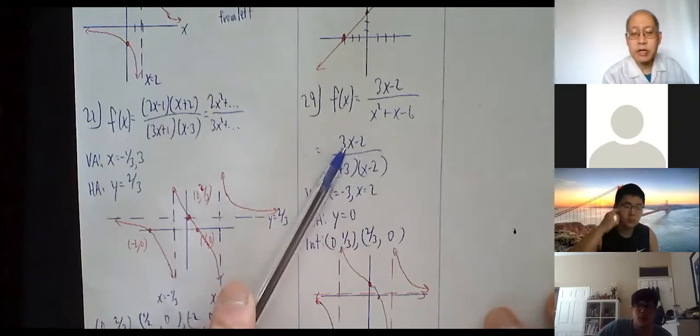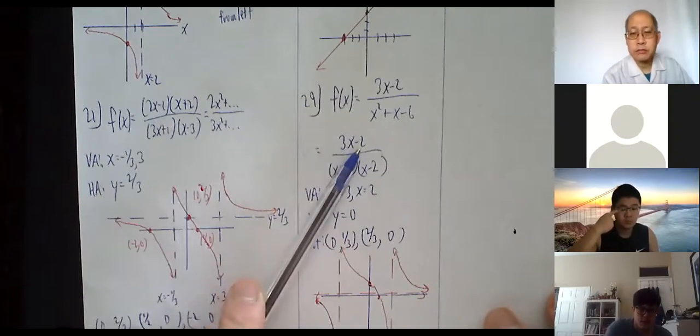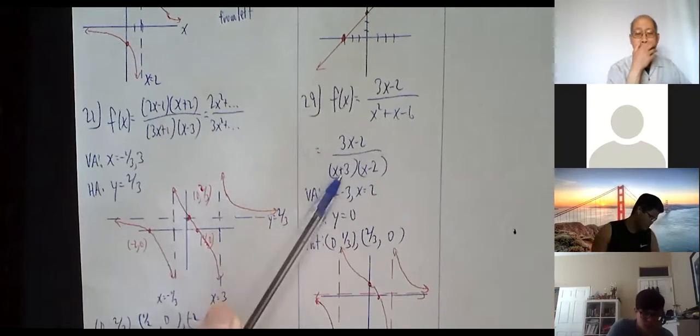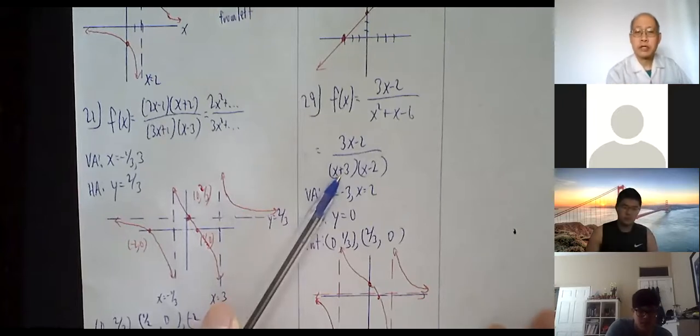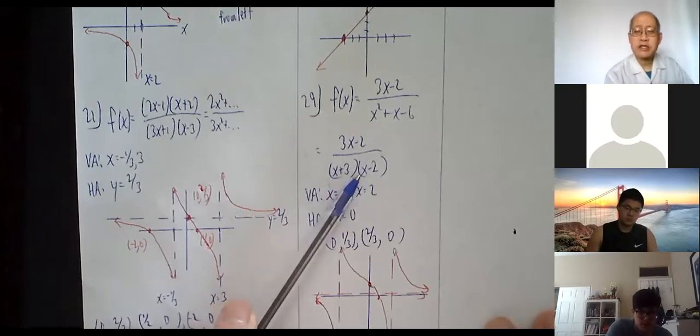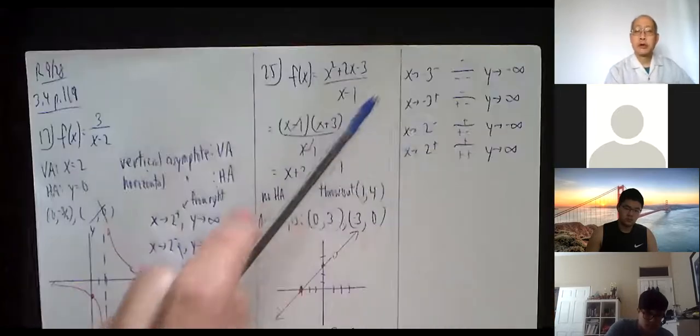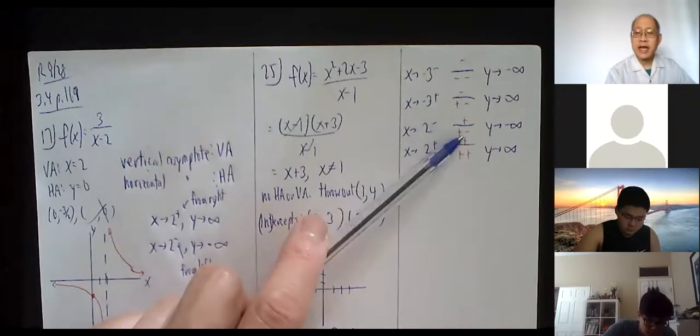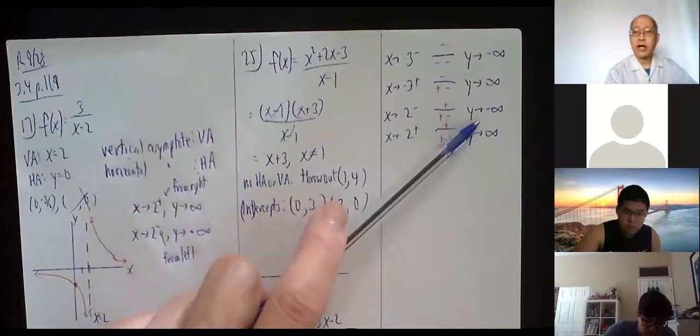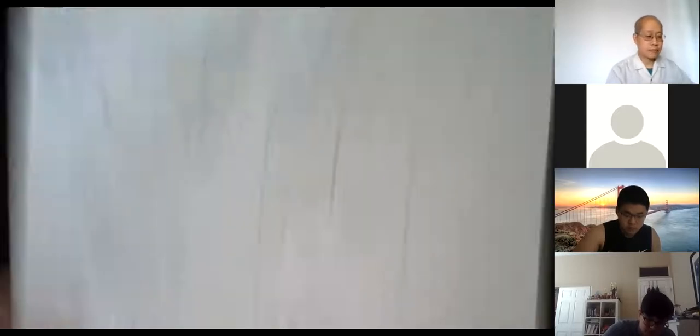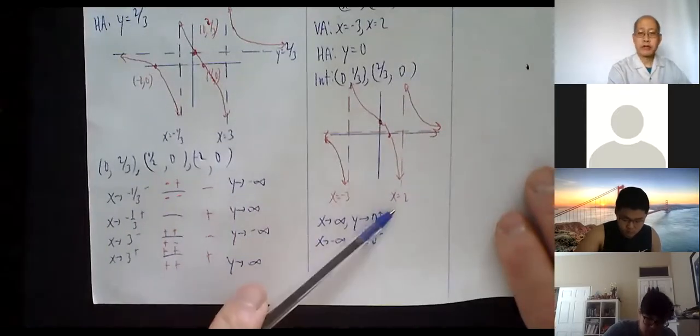3 times 1, 3, minus 2, positive. 1 plus 3, positive. But 1 minus 2 is negative. So I have 2 positives and a negative. That makes the whole thing negative. Y approaches negative infinity. So the graph shoots down.